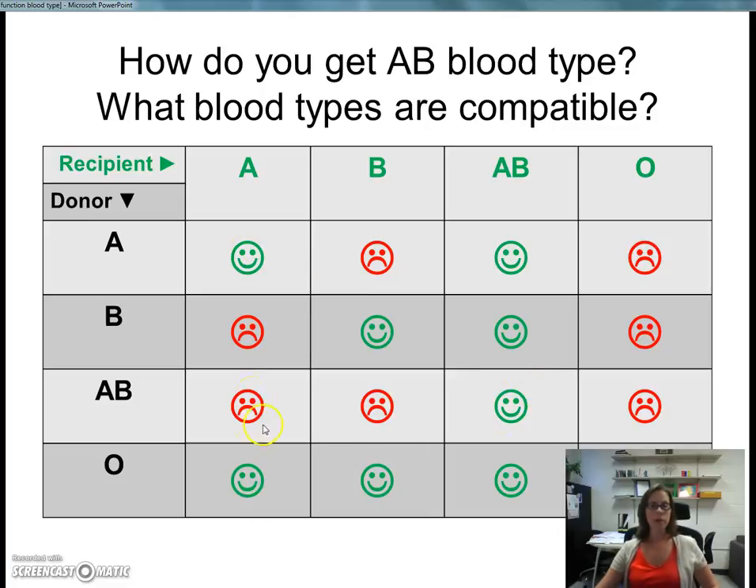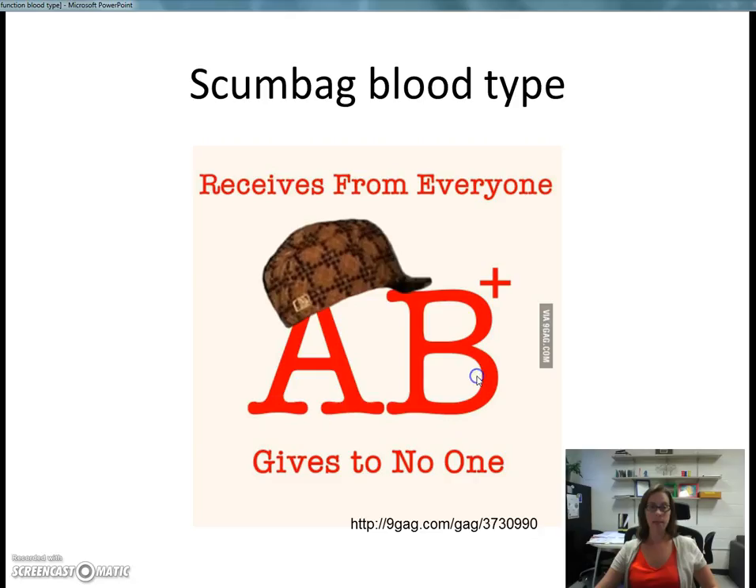So you'll notice that O blood type can donate blood to any of the other blood types, and AB blood type can receive blood from any of these donors. However, AB can only donate blood to an AB blood type. And that's why AB blood type is the scumbag blood type, because it can receive from everyone, but it gives to no one.